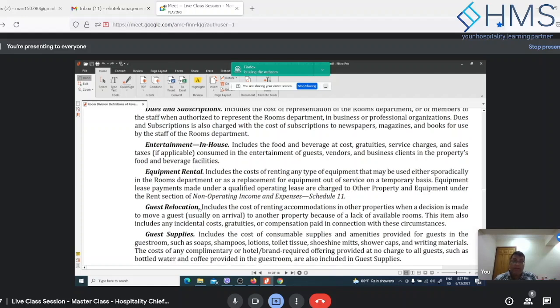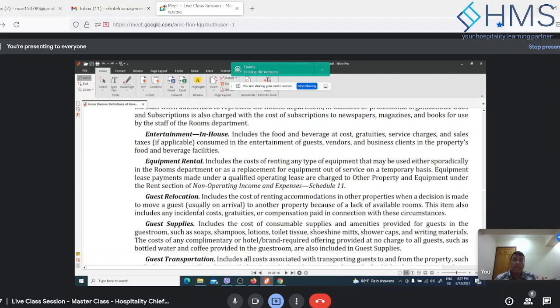Then you have equipment rental, if you are borrowing the equipment. Here, you sometimes have the confusion that equipment on a long-term lease would go as a part of the other property and equipment rental, because usually it's a part of the owner's cost, especially where you have a property which is operated by non-owners, right? Like Marriott or Ritz-Carlton or any other brand.